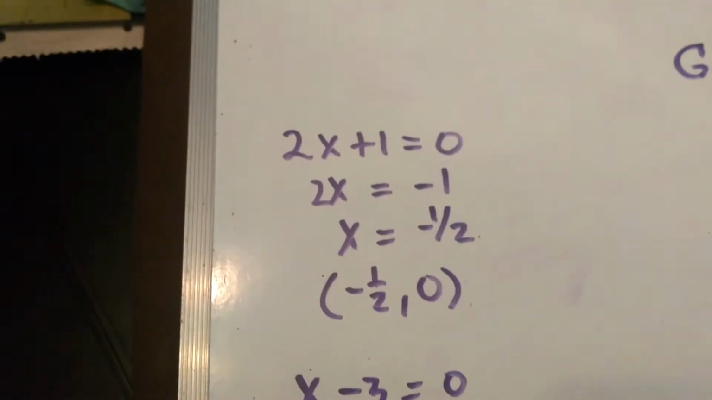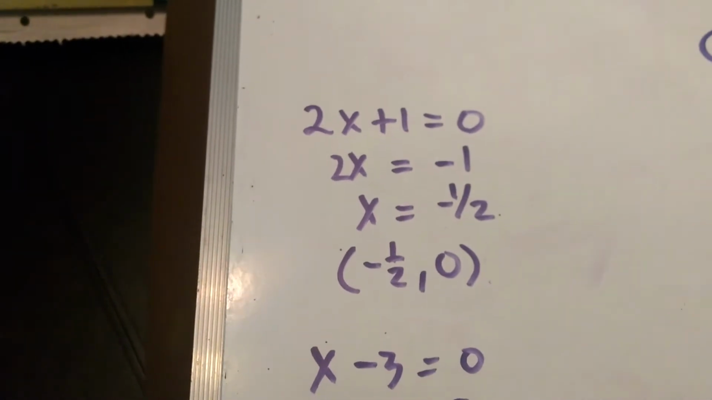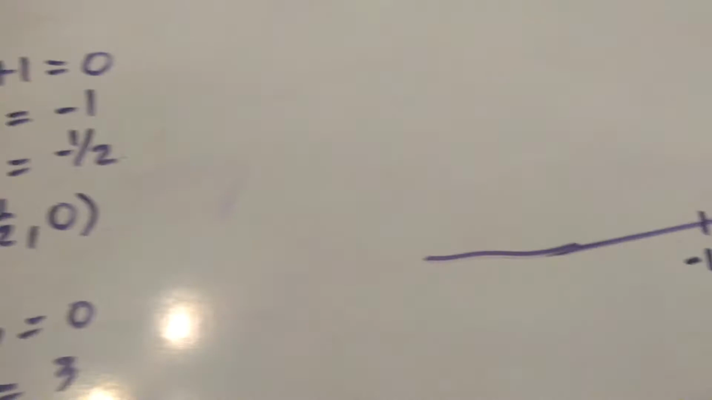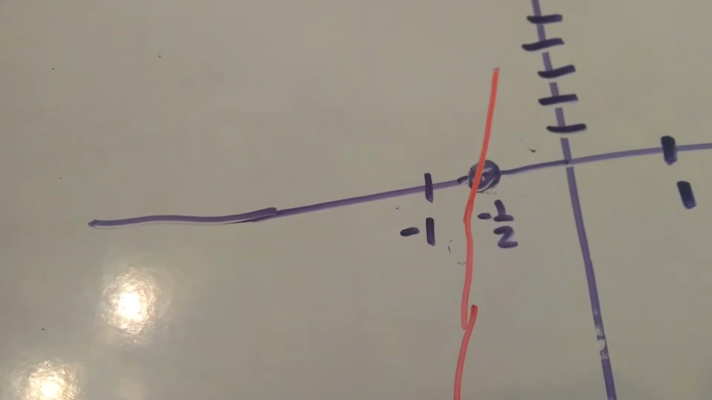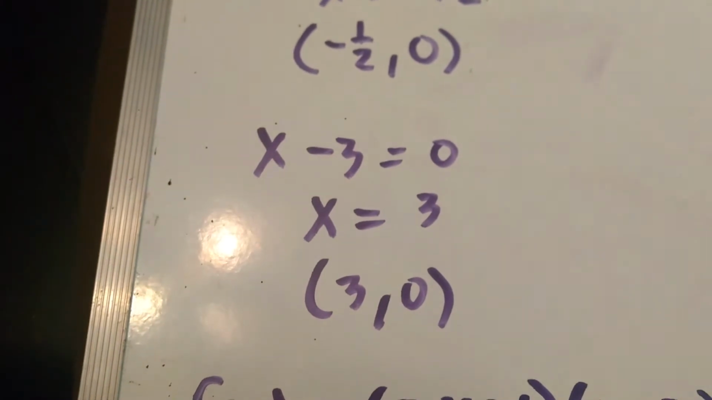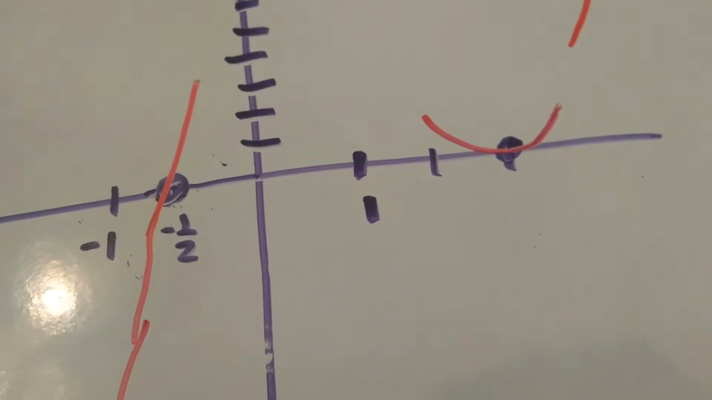So the first thing we're going to do is take each one of those factors. The 2x plus 1: subtract the 1, divide by 2, we get an x-intercept of negative 1/2, 0, which we plot on the graph there. Then we take the x minus 3, set it equal to 0, solve, and we get an x-intercept of 3, 0, which we plot right there.